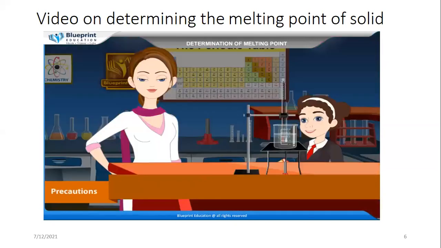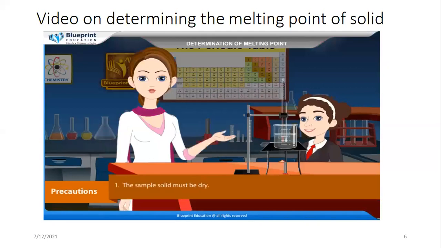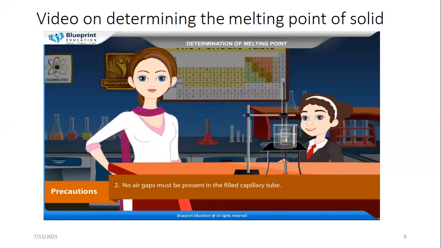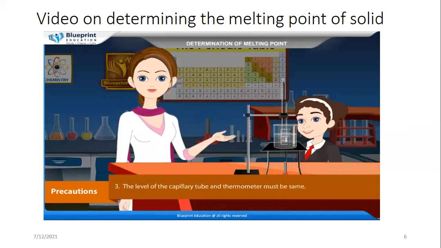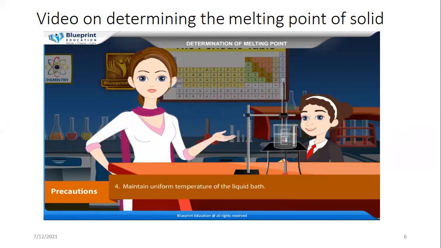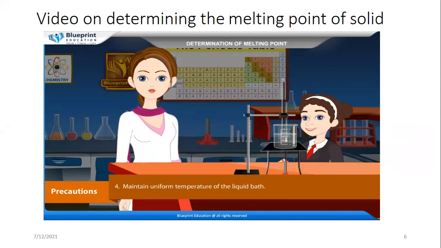Precautions. The sample solid must be dry. No air gaps must be present in the filled capillary tube. The level of the capillary tube and thermometer must be same. Maintain uniform temperature of the liquid bath.